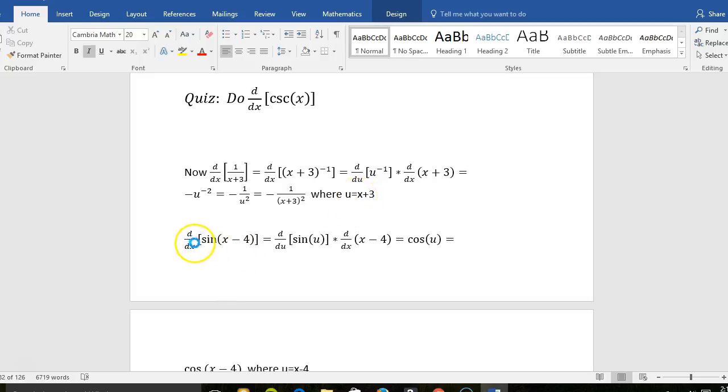And the derivative of the sine of x minus 4, remember we do the chain rule.